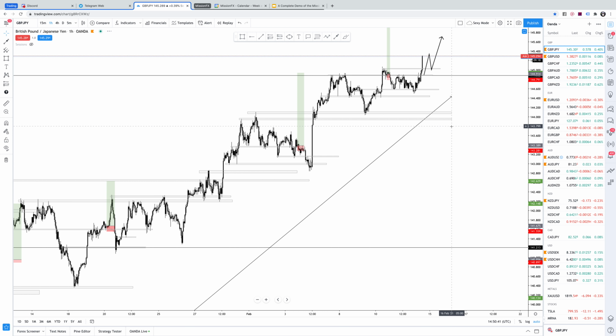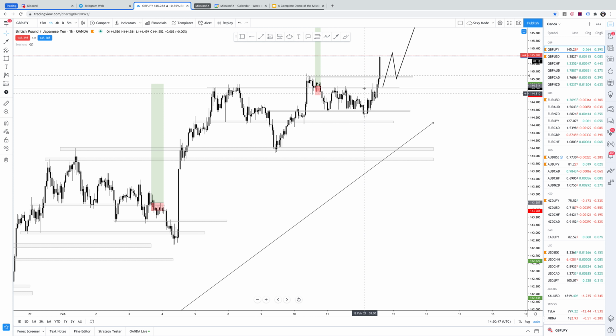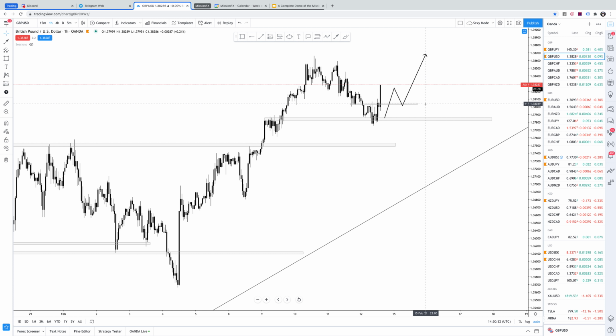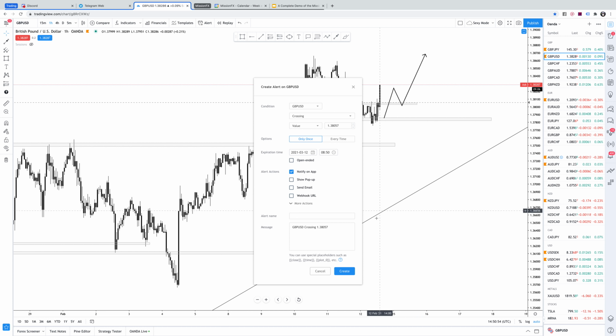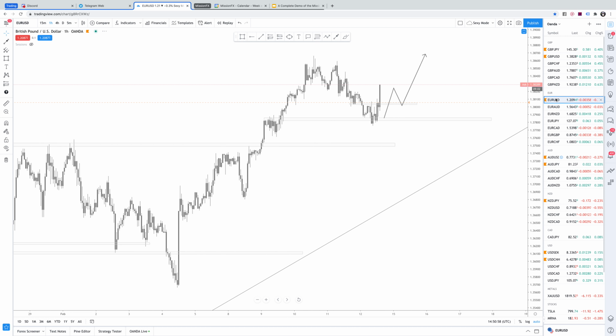Oh, wow. Okay, cool. So I'm going to set an alert right here. And if price comes back to retest this zone, I'm going to look to get into buys. So there's that. There's also GU. Sweet. I'm going to set an alert right here. And if price comes back, I'm going to look for buys. So yeah, that's good.